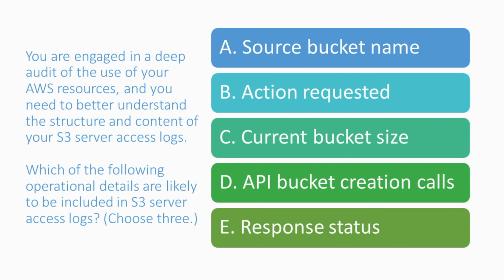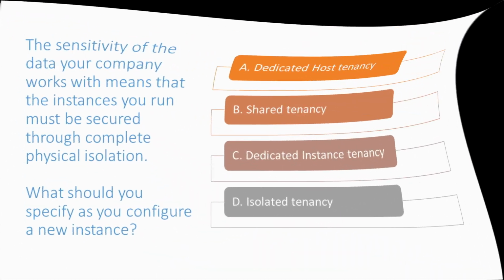Correct answers for this question are option A, Source bucket name, option B, Action requested, and option E, Response status. Because S3 server access logs don't report the source bucket's current size. They don't track API calls as it is covered by AWS CloudTrail. Let's talk about next questions.